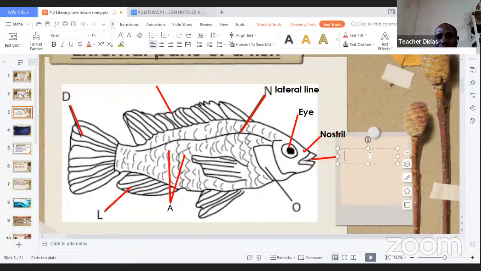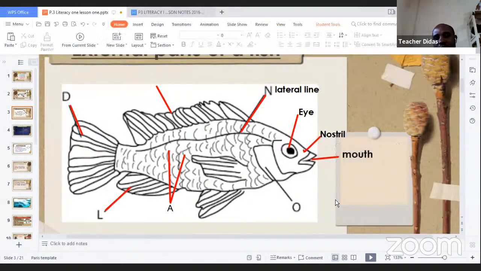So Fernando has told us, teacher, that part is called mouth. Yes, it's right, the part is called mouth. Okay, I hope you can see them very well together. So this part of the fish is called mouth. See, so we have answered: part N was the lateral line, part E was the eye, this one was the nostril, and this one is called the mouth.